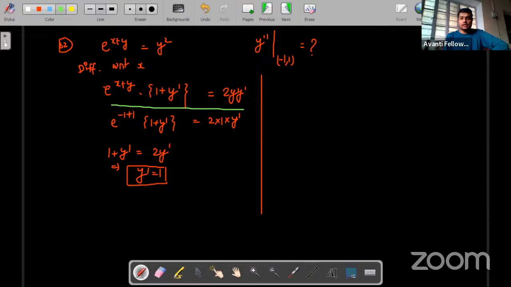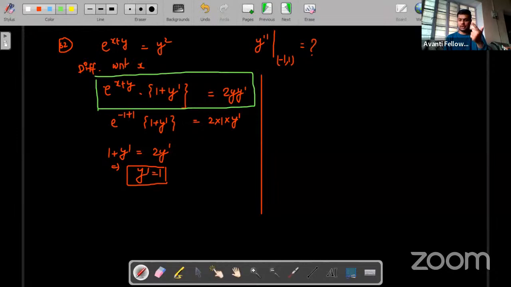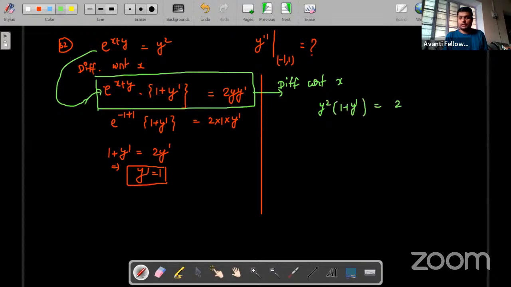So this was our differential equation after differentiating the first time. Again I am differentiating with respect to x. First of all, we can remove the e to the power x from the original equation. I am writing e to the power x plus y as y square, so y square into 1 plus y dash is equal to 2y dash. I'll write it again and remove this part.